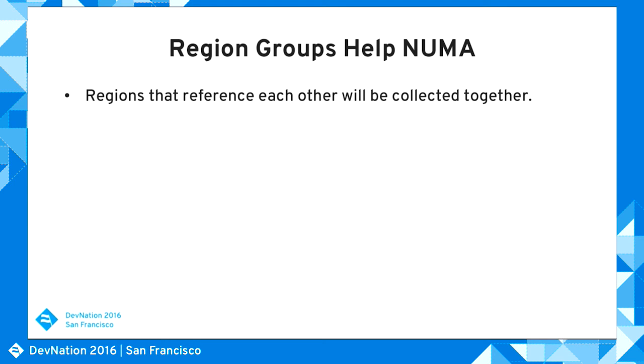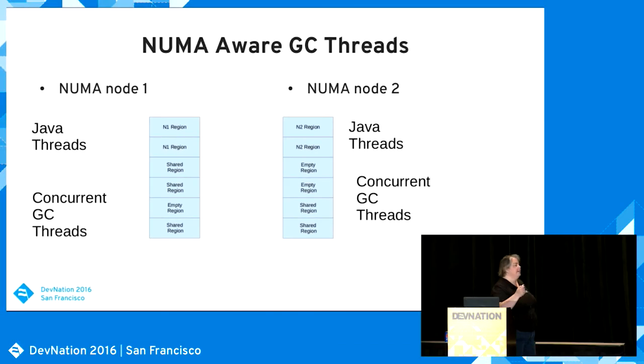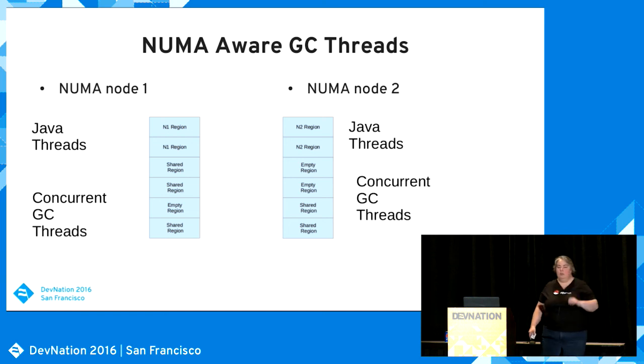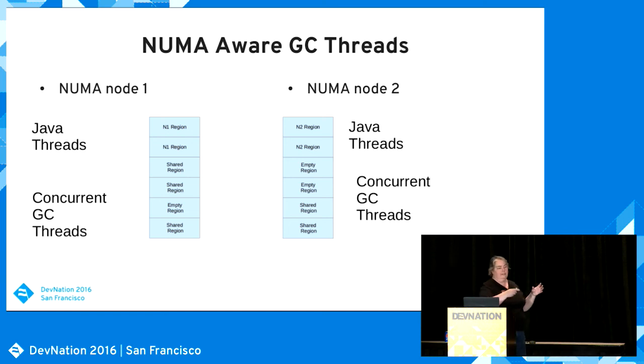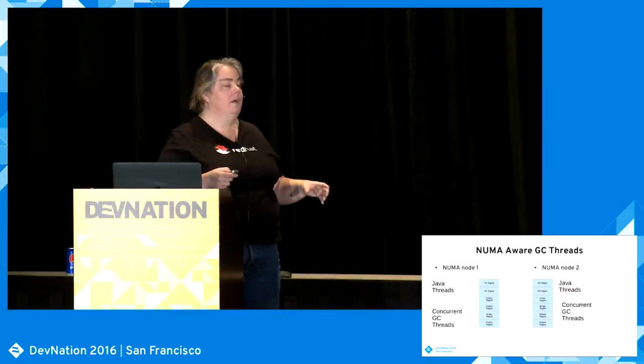So part of the idea is that the regions that reference each other will be collected together. And my theory is that that's going to help out on NUMA. Right? So imagine you had 2 NUMA nodes. And you have Java threads running on each of the nodes, and you have concurrent GC threads running on each of the nodes. By keeping the segregation here as much as possible, you can see that there are node 1 regions, and node 2 regions, and empty regions, and shared regions. By trying to keep the regions that are segregated to be NUMA node 1 regions and evacuating them together, we can try and keep all of the data that's referenced by NUMA node 1 on NUMA node 1.